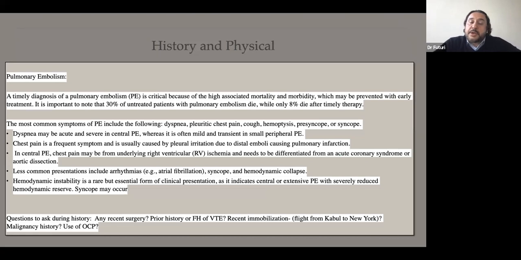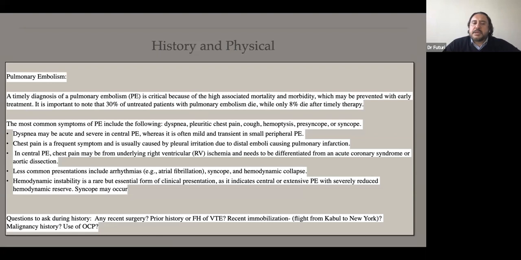Patients who have a central pulmonary embolism may come in with some type of right ventricular ischemia. These patients can then sometimes go into certain arrhythmias, such as atrial fibrillation. And although hemodynamic instability is rare, it's an essential form of clinical presentation, as it really indicates central extensive PE with severe hemodynamic compromise. So if that patient presents with chest pain, shortness of breath, and hemodynamic instability, it is critical that you make a very quick diagnosis.